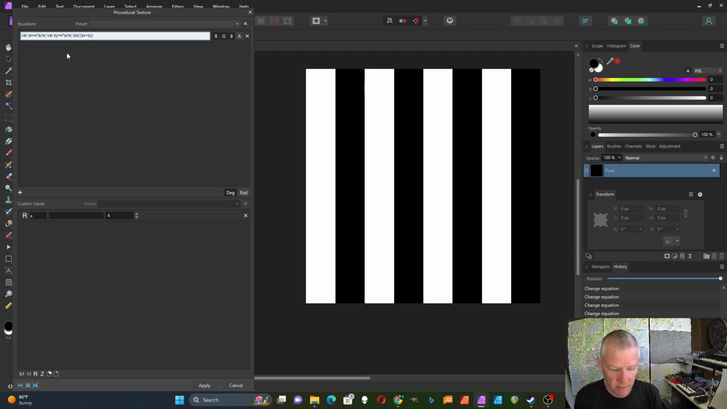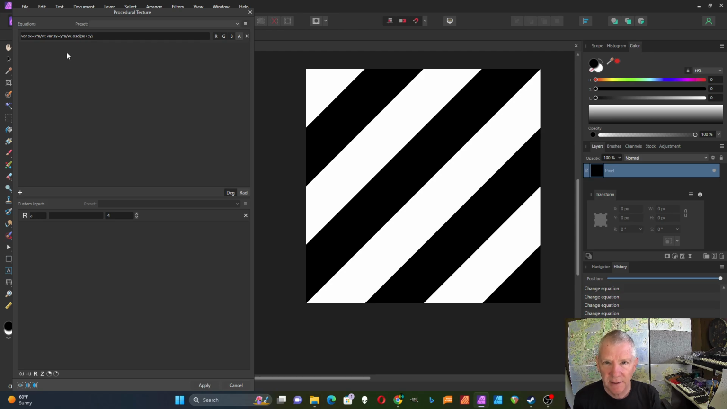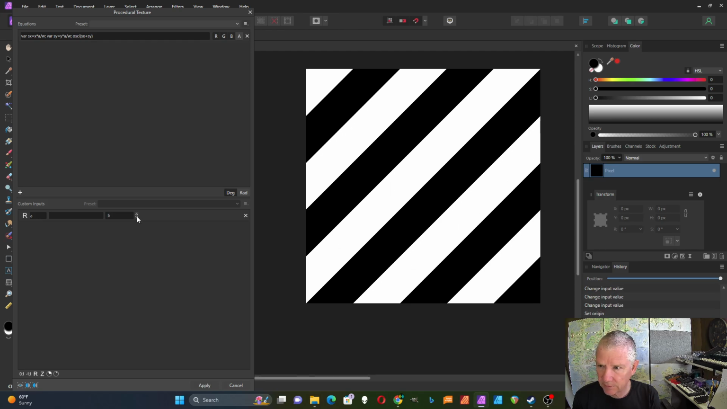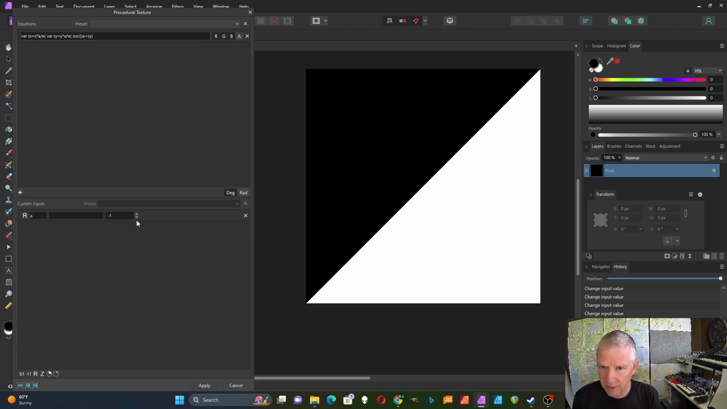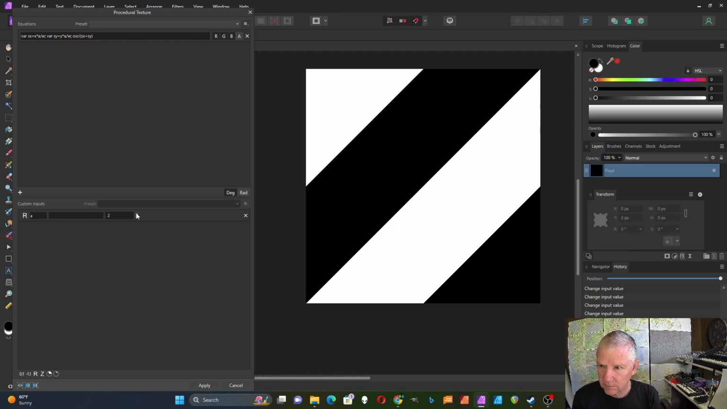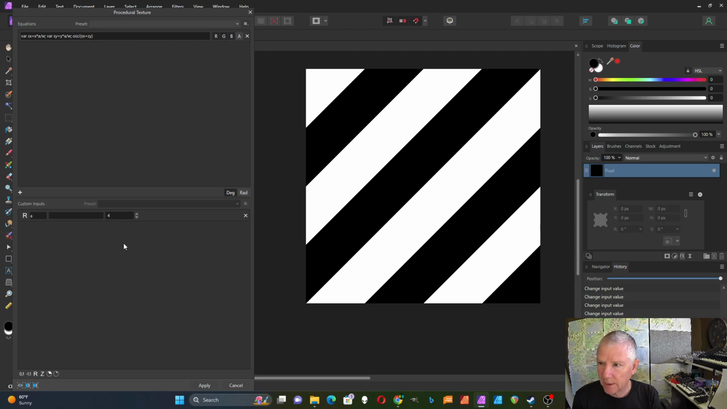Oh, this needs to be a y. There. So I get sx plus sy. I get these diagonal stripes, and so that's sort of interesting. I can control how many stripes I get with this. It goes down to 0. There's how I could even go minus or plus. Like that. Not too exciting, but I'd like to control those more.